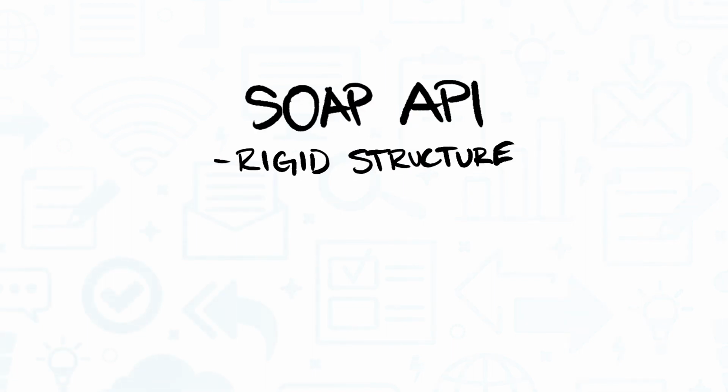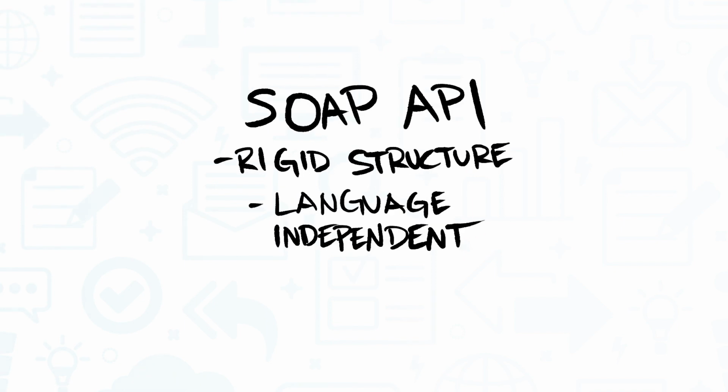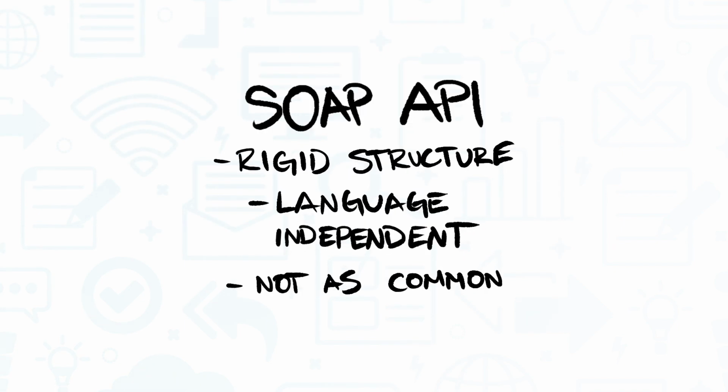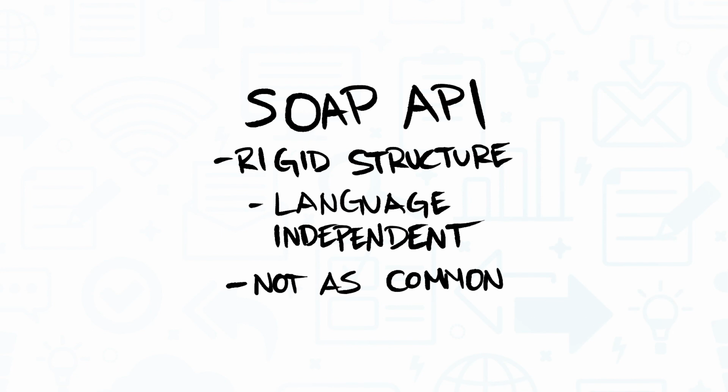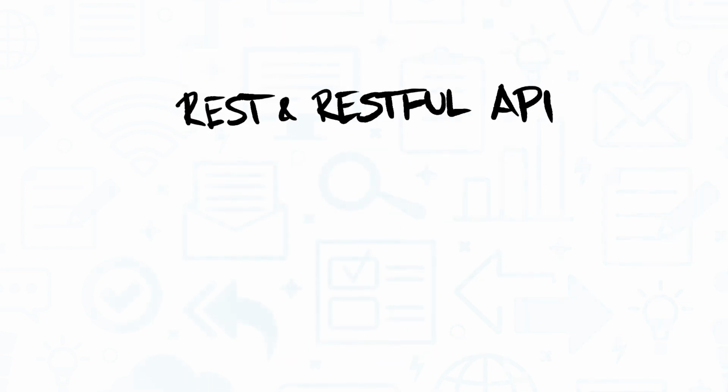APIs are generally divided based on their architecture. The two most common ones that you'll find are SOAP APIs and REST APIs. SOAP stands for Simple Object Access Protocol. This API is used for its rigid structure and independence from any specific programming language. It's not as popular as it used to be, but there's still a significant amount of organizations that use SOAP APIs. REST stands for Representational State Transfer.